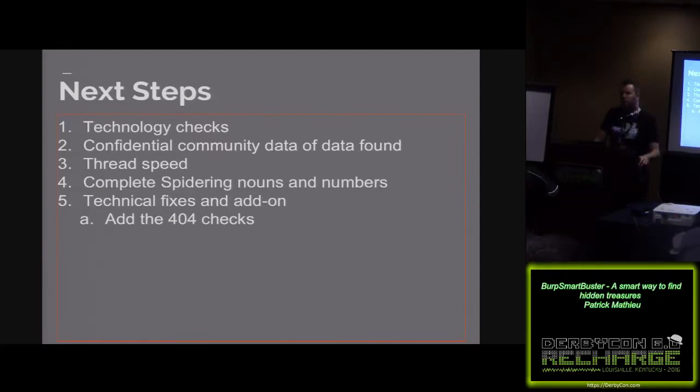The thread speed, by default, it's just a thread that is intense, and it might not be liked by people whose website you test. So I need to add a thread speed limit. The spidering is getting the nouns and numbers, like I said, but I'm not using it right now, so it's just a function to go over it. And for sure, there are some small technical fixes to do. And like I said, the 404 needs to be fixed, but technically it's mostly working.